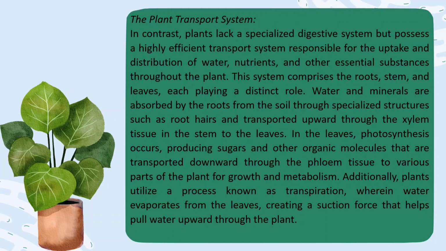Water and minerals are absorbed by the roots from the soil through specialized structures such as root hairs and transported upward through the xylem tissue in the stem to the leaves. In the leaves, photosynthesis occurs, producing sugar and other organic molecules that are transported downward through the phloem tissue to various parts of the plant for growth and metabolism.